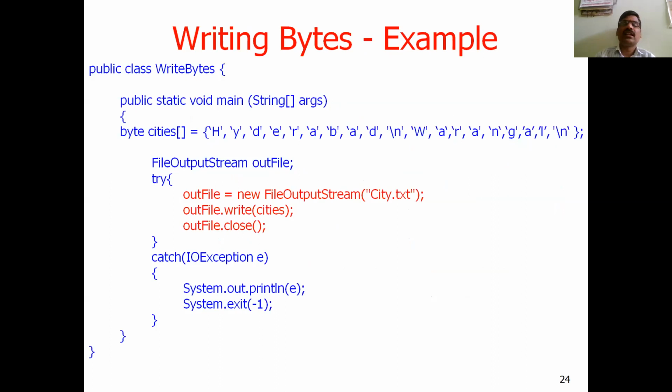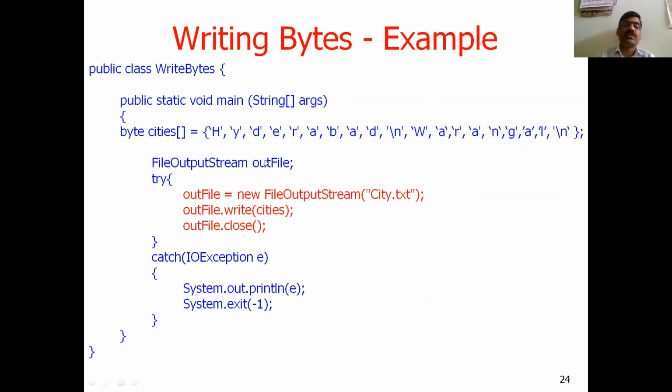This is another example showing how we can write byte arrays into a file using FileOutputStream. I'm declaring an array here, byte cities is an array. Here Hyderabad, then backslash n, then Warangal, backslash n. Like this you are declaring this is one line and this is another line. You are declaring all these characters as a byte array, cities.